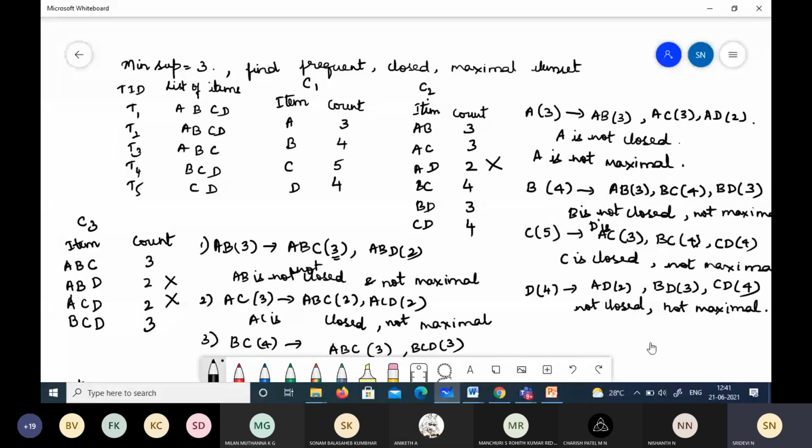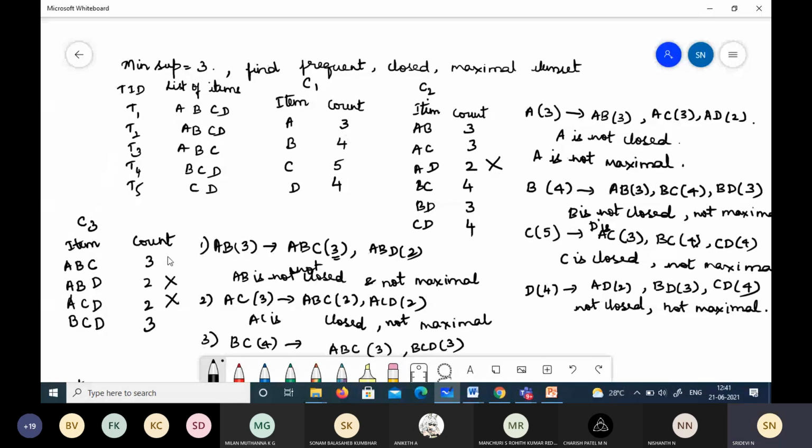See, this frequency is nothing but how frequently the items are appearing in different transactions. And if we consider a single item, what is their frequency? If we consider 2 items, what is their frequency?